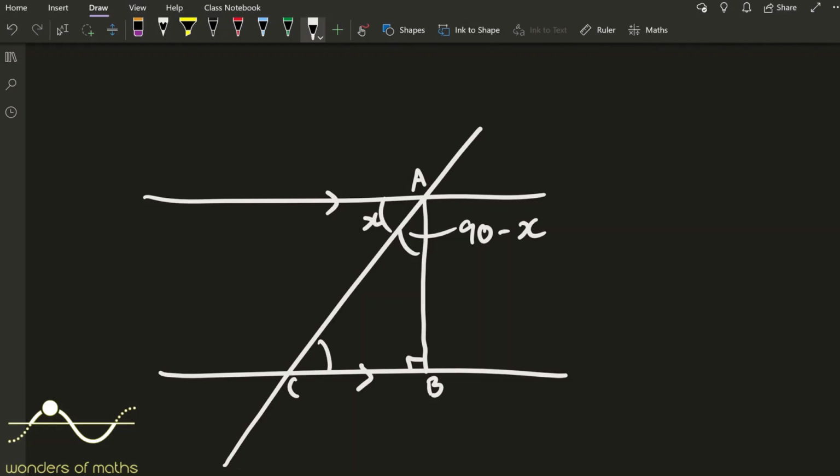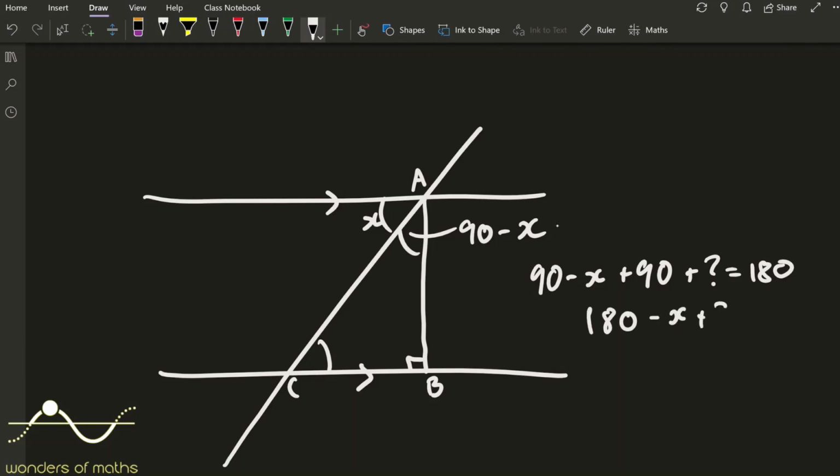Since we know that all of the angles in a triangle add up to 180, we know that 90 minus x plus 90 plus some angle which we'll call question mark equals 180. So 90 plus 90 is 180, minus x plus question mark equals 180. And since we can minus 180 from each side, we get question mark minus x equals 0, so question mark equals x, which means that we know that this angle here equals x.